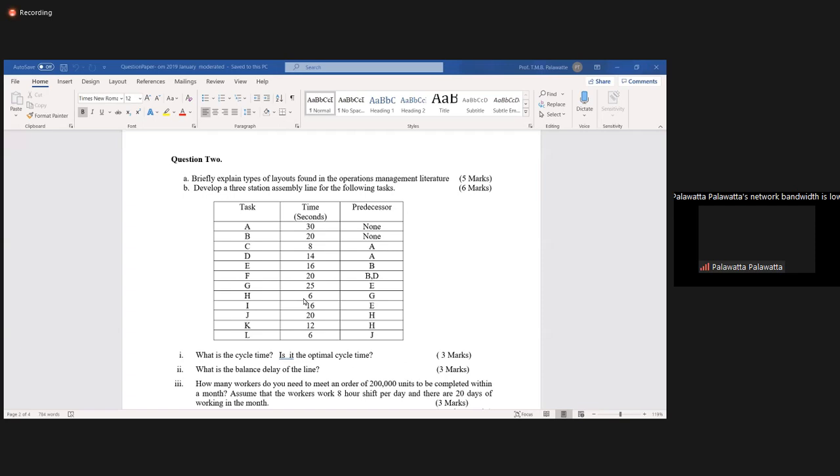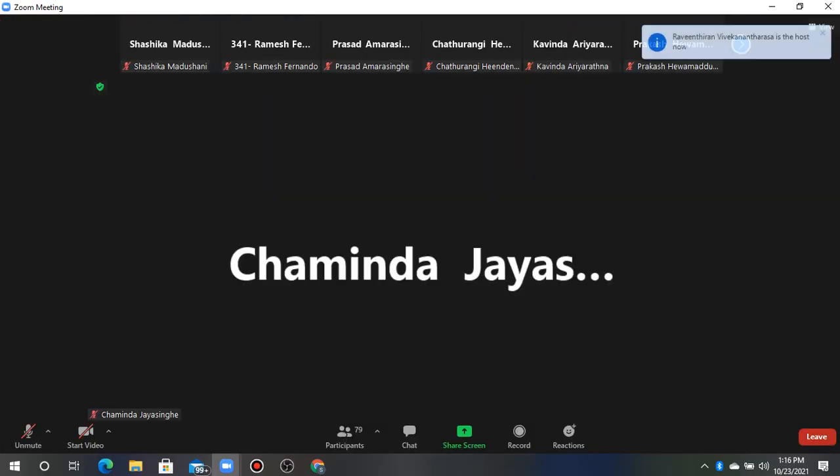H follows C and it takes 6 seconds. I follows E and takes 16 seconds. J follows H and takes 20 seconds. K follows H and takes 12 seconds. L follows J and it takes 6 seconds. It's the last.